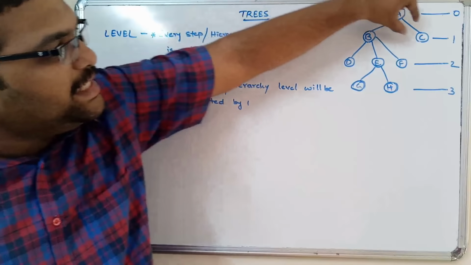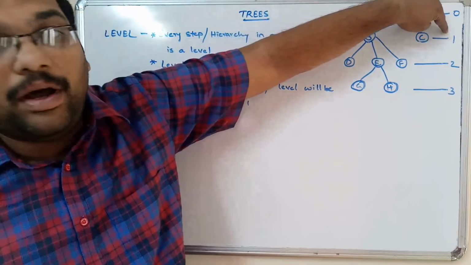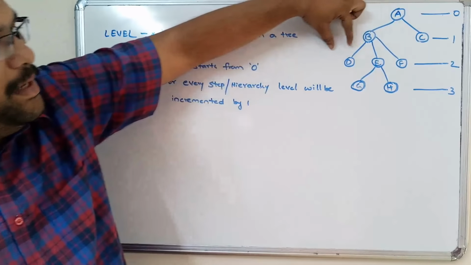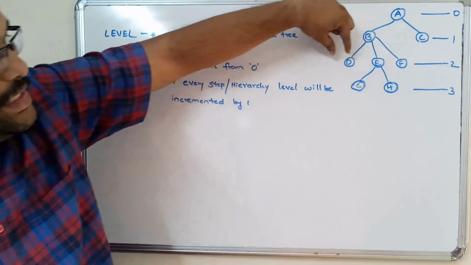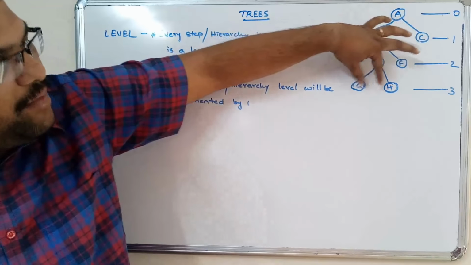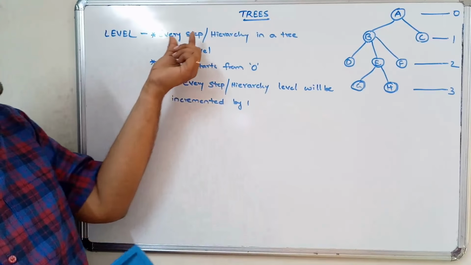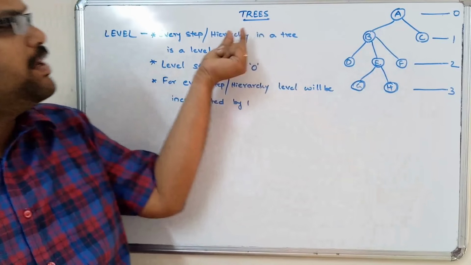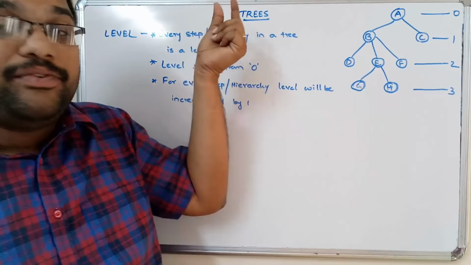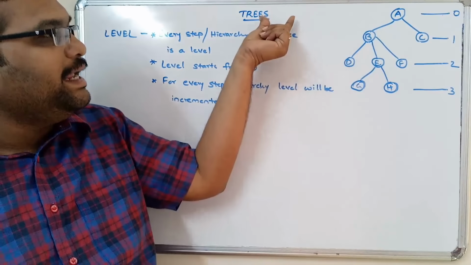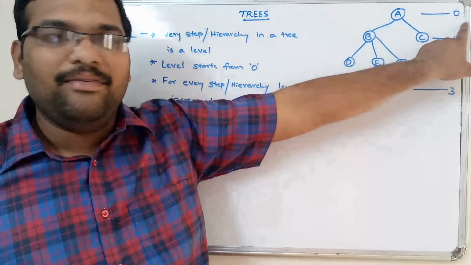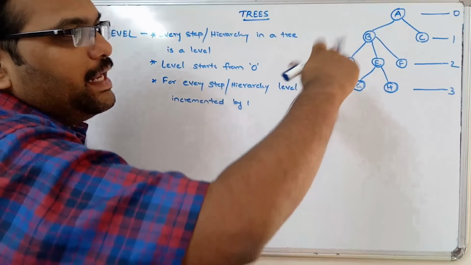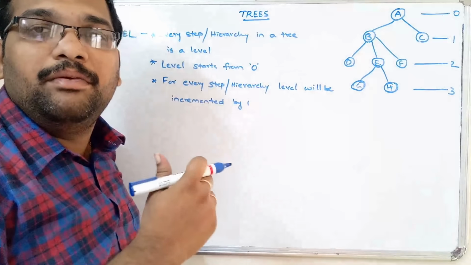All the children of A will be at the same level, level 1. All the children of B and C will be at level 2, and all the children of D, E, F will be at level 3. So we call it a step or hierarchy. Every hierarchy of a tree is counted as a level. So the level starts from 0, and as the hierarchy keeps going, the level also increments by 1.